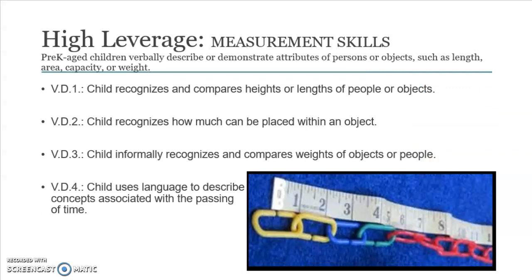Going forward, we have another high leverage domain, that would be the measurement skills. And so for pre-K age children, they're going to describe and demonstrate the attributes of persons and objects such as length, area, capacity, or weight. We have 4 domains, or 4 pre-K guidelines right there for it.